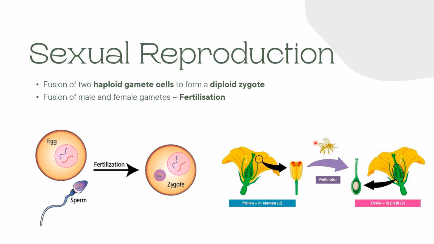As we go through the different examples of sexual reproduction, I want you to be thinking about the biological advantages and biological disadvantages of each type of sexual reproduction.